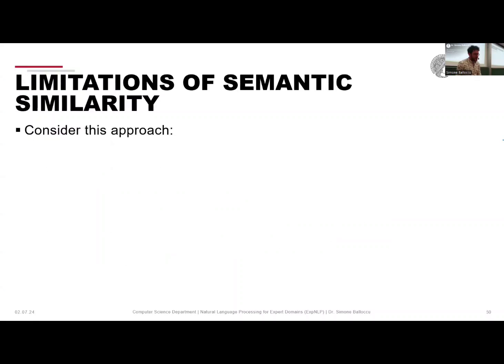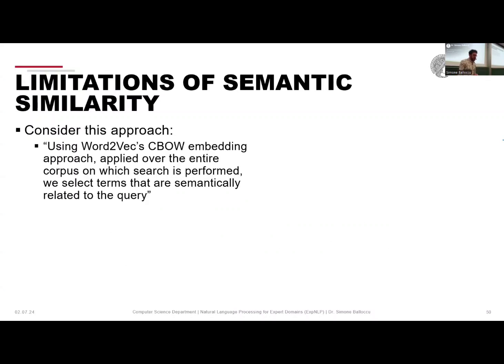Limitations. So consider this approach, which is from a paper. We use word2vec embeddings applied to the entire corpus where someone searches something. And we select terms that are semantically related to the query. So what can possibly go wrong?